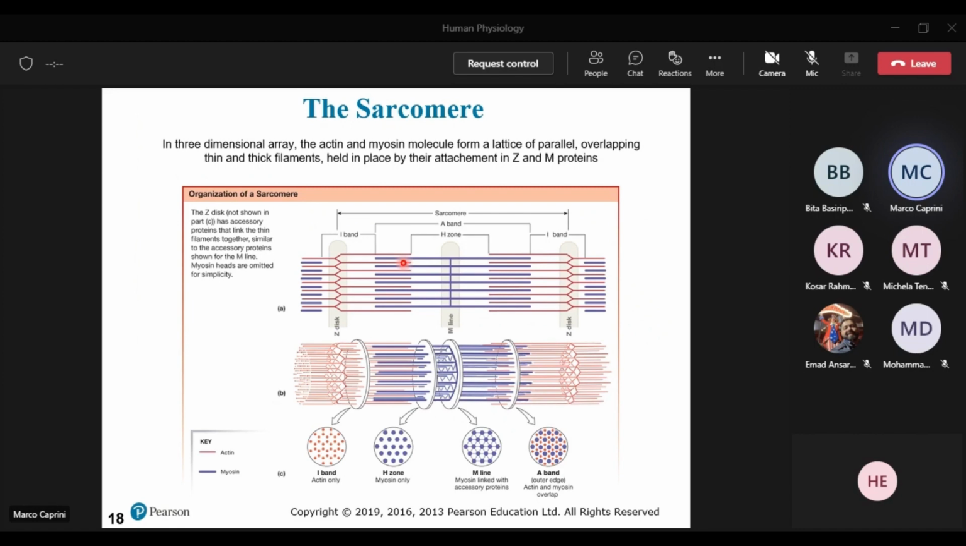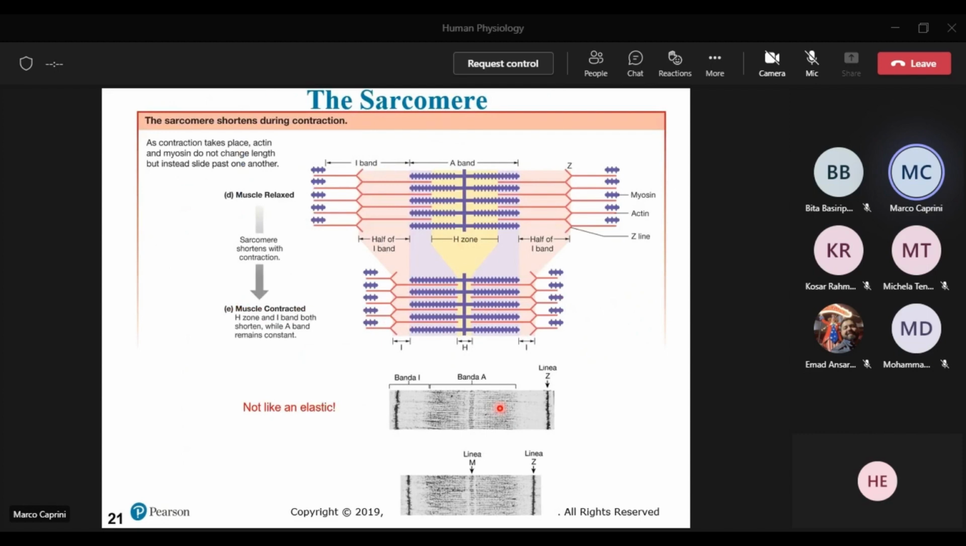thick filament and the thin filaments just move one on top of the other, like in this figure. The thick filament with the myosin head moves attached to the thin filament, and the contraction can take place, but the A band remains always at the same level. Actin and myosin do not change length, but they slide one into the other. This is the reason why the I band is smaller after the contraction. Why? Because the myosin and the actin slide past one another.